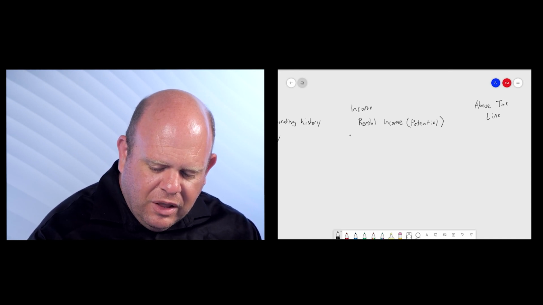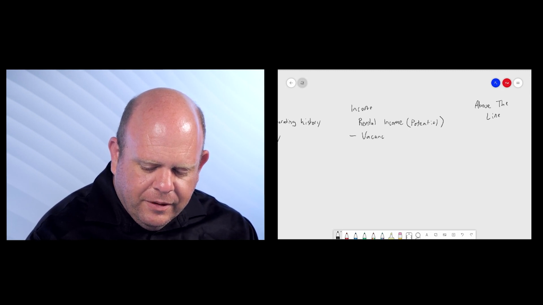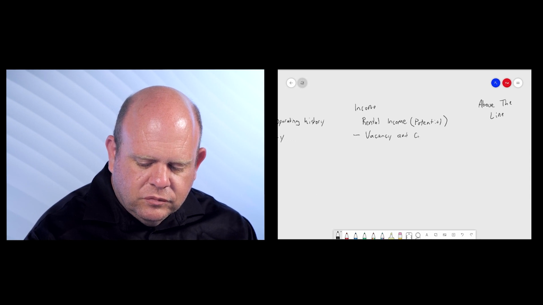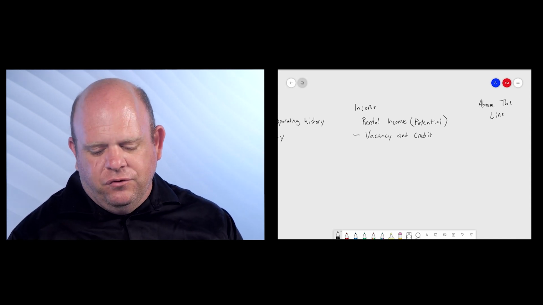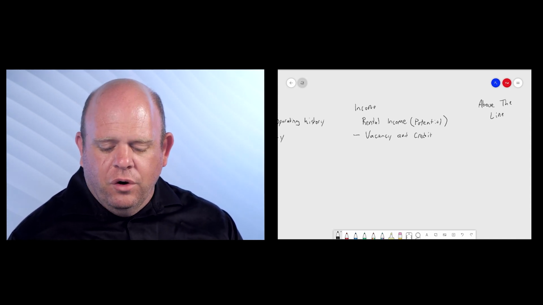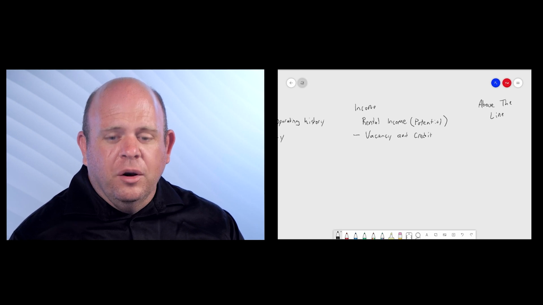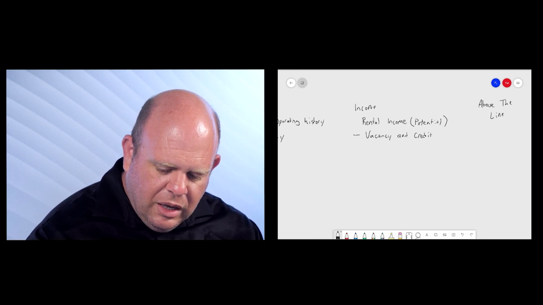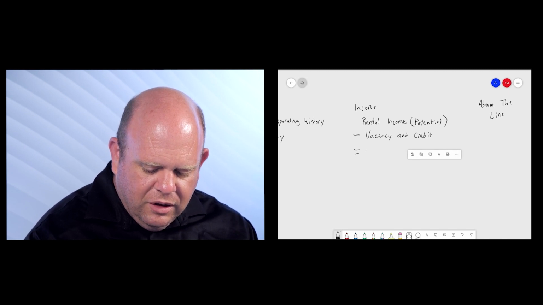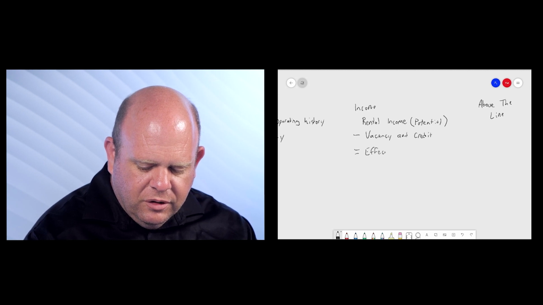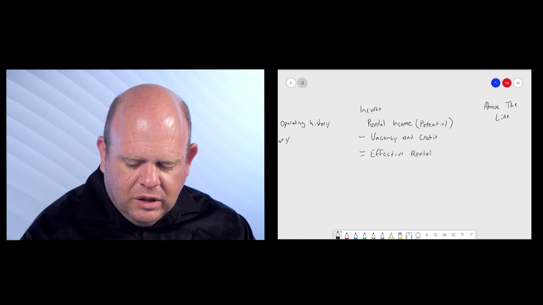And here's where we do that. Here, this next line, we are going to subtract out vacancy and credit. And we do that because then it's very simple for us to see a historical basis for what our costs are for vacancy and what has also been our costs for non-payment. And then when you take rental income minus the vacancy, you get the effective rental income.